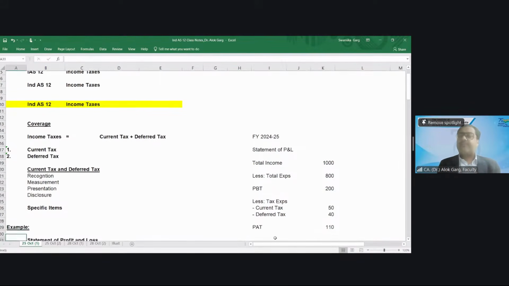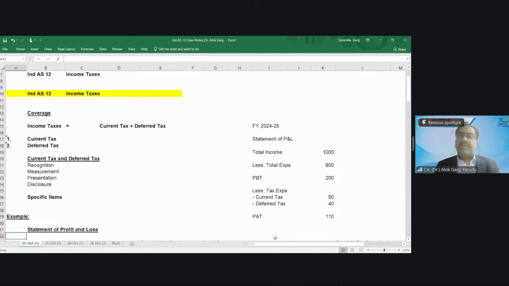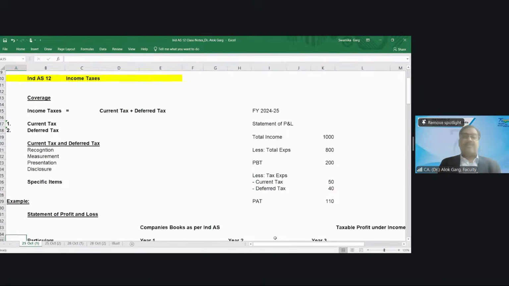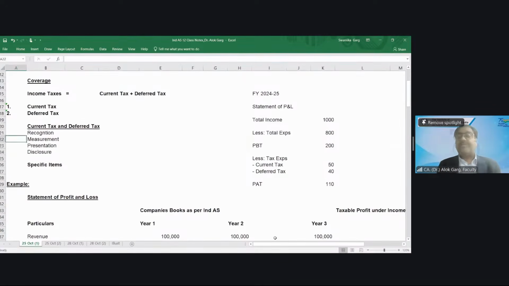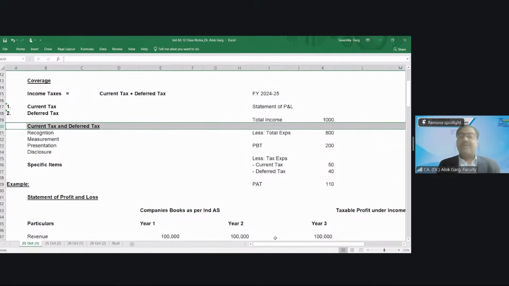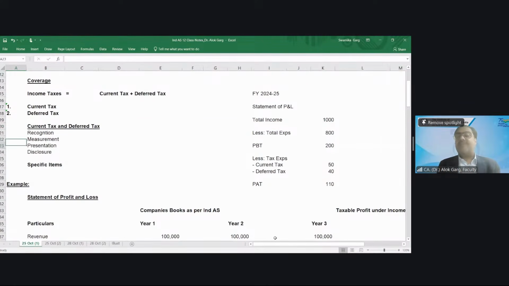Okay. So friends, if I talk about this standard, accounting standard 22, this standard only covers 5% on current tax, and largely 95% of the standard is around deferred taxes, right? On the deferred tax. So in this standard, what we are going to understand, learn, and revise is recognition, measurement, presentation, and disclosure of what? Current tax and deferred tax. We'll also talk about some specific items.